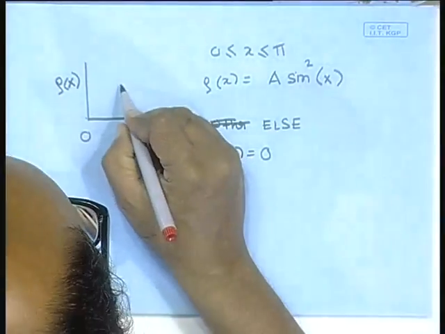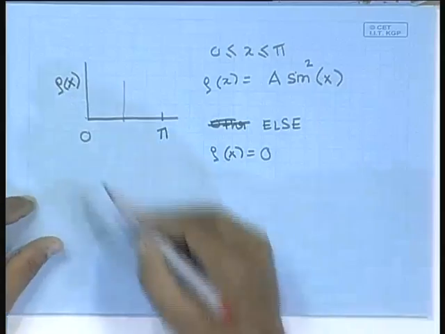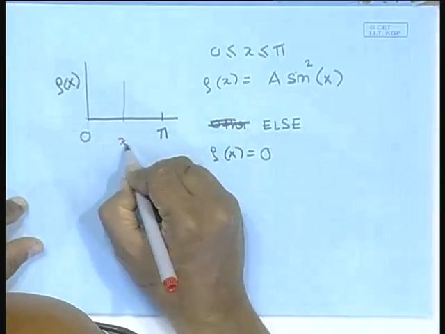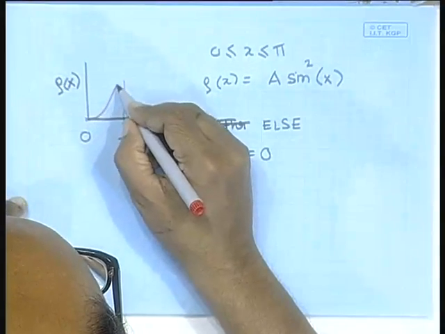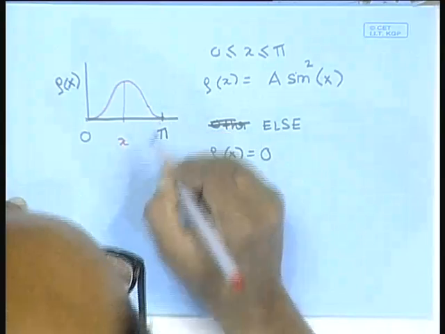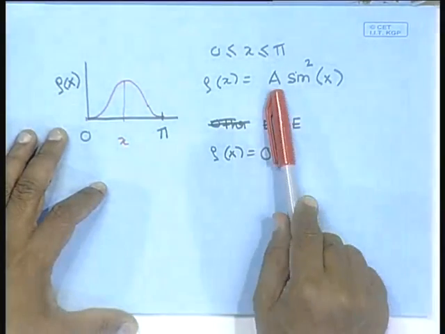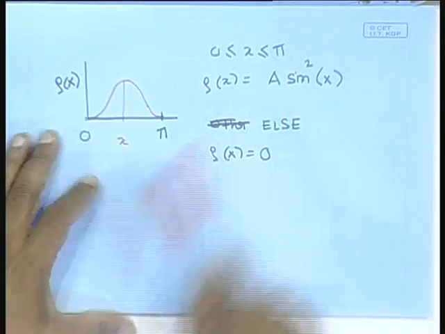So, let me draw it. Sine square x has a maxima at x equal to pi by 2, and then it falls to 0 at x equal to 0 and pi, and it will look something like this. So this is the probability density. Now there is an unknown coefficient a over here. We have to first determine this.